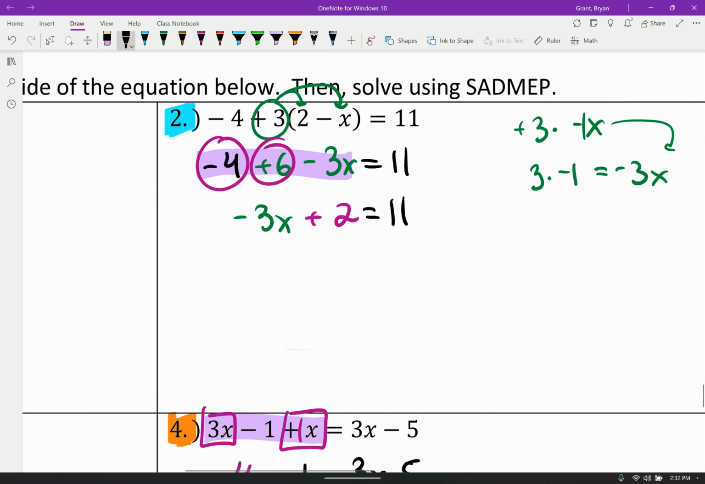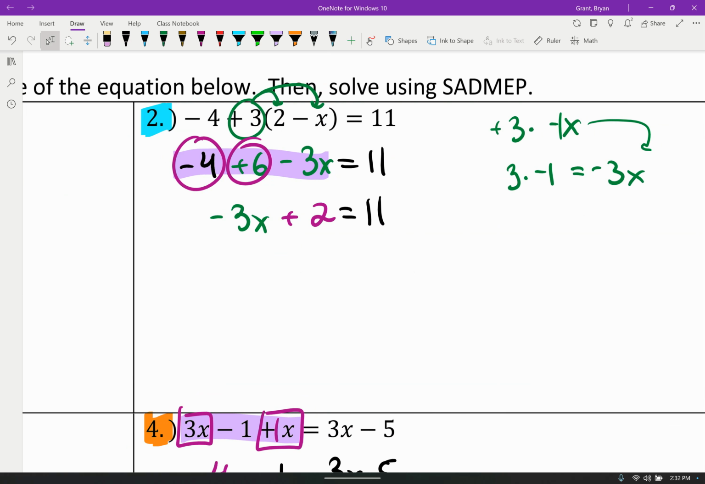The second problem, pretty similar. I see 2 numbers attached to x. We undo the addition and subtraction first. I'll subtract the 2 from the same side of x and from the other side because of algebra. That leaves me with negative 3x equals 9.